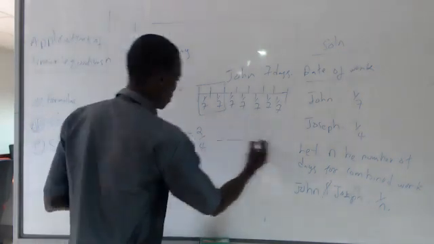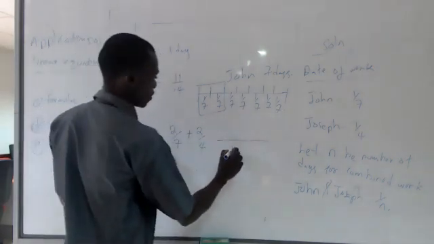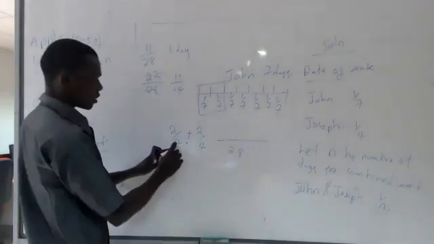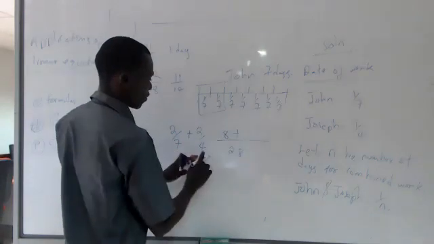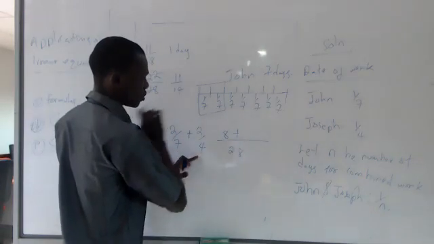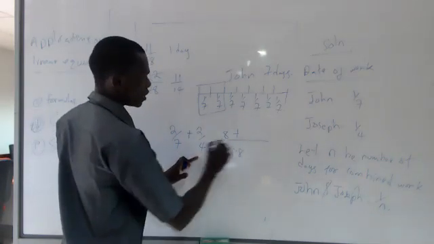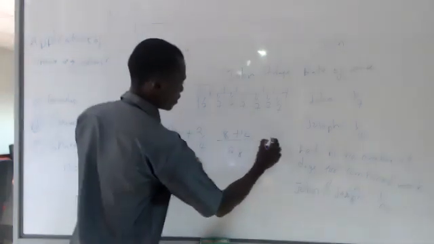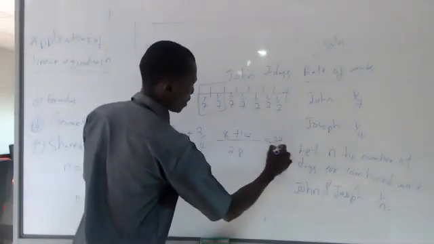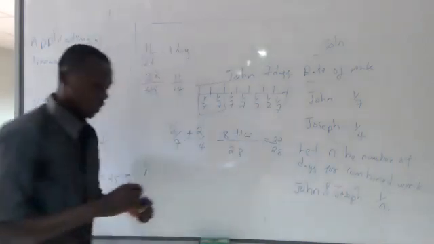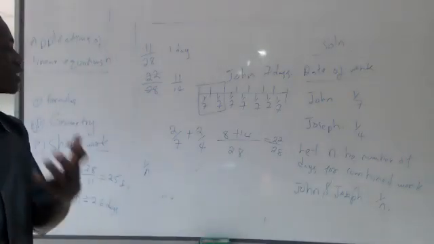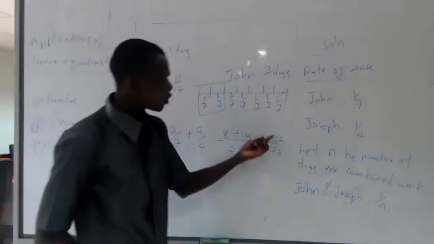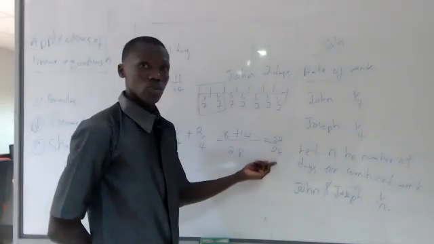So let us add this. LCM is 28. 7, 4. 4 times 2 is 8, plus 4 times 7, 7 times 2, that's 14. 8 plus 14 is 22 divided by 28. So when I combine the rate, the amount of work done in the first 2 days, I get 22 over 28, which is a fraction.